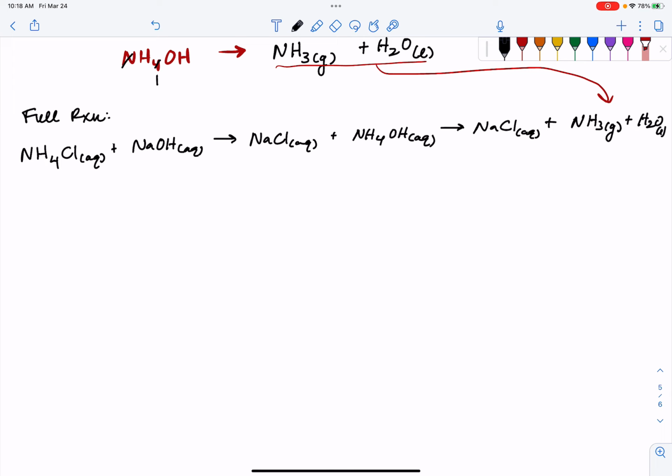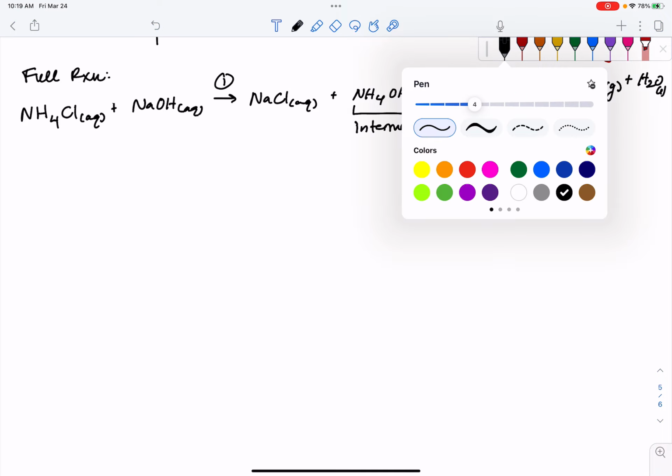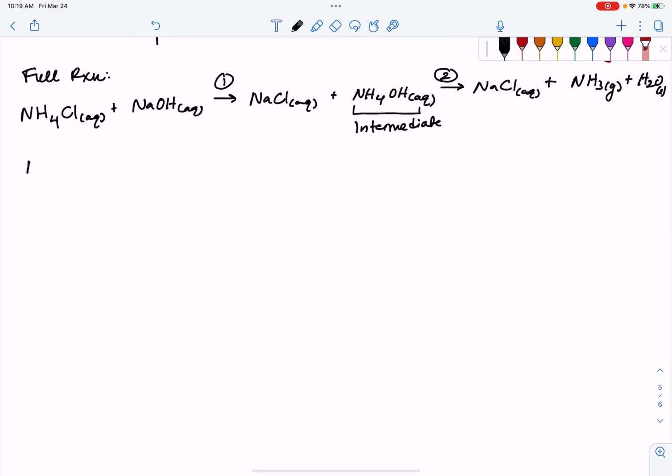Where all of this here, this is showing the intermediate that is formed and then ultimately decomposed. So this is the entire reaction showing both steps, steps 1 and then 2. And if I wanted to write, I'm going to write total reaction, meaning just showing reactants and then products.